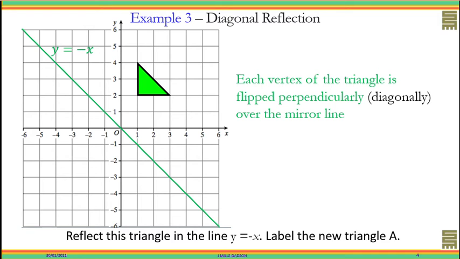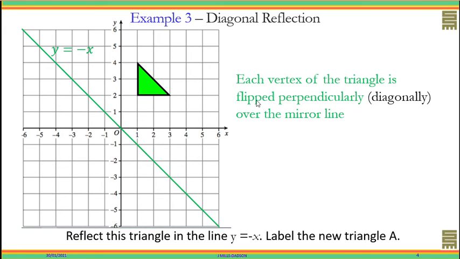In this case, we're going to move perpendicularly. So it has to be a diagonal movement to make a perpendicular line, because we need to make 90 degrees. So if the mirror line is a diagonal line, then the flipping must also be moving in a diagonal manner to make 90 degrees, because the rule is to make perpendicular movement.